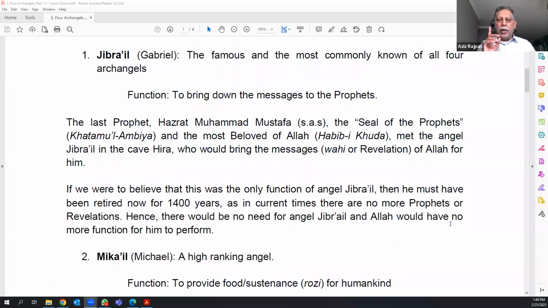If we were to believe, if, underline word, if we were to believe that this was the only function of angel Jibril, then he must have been retired now for 1400 years.